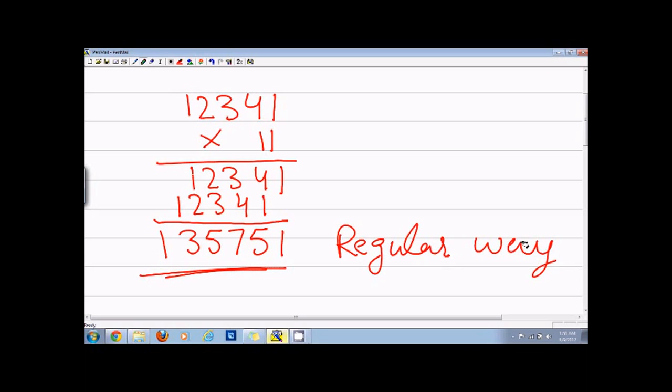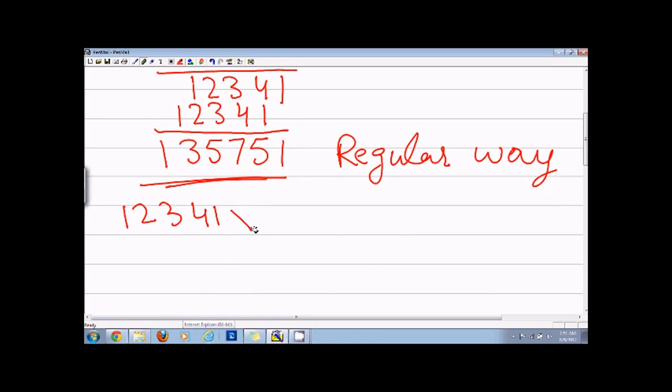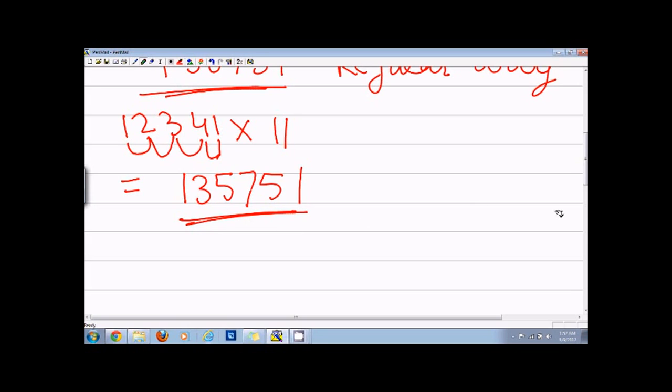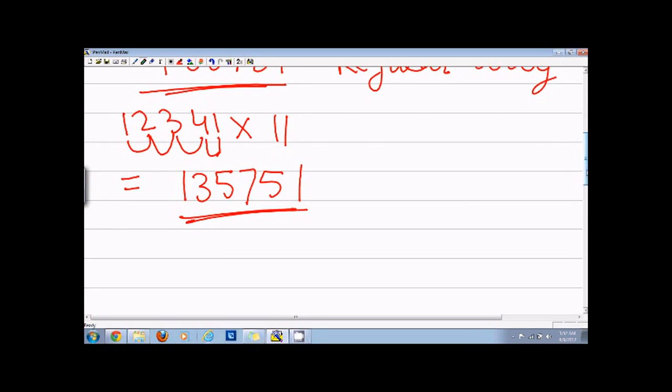Now we can skip all this writing and just approach this problem in a different way. Suppose we have 12341 and we want to multiply it by 11. What I'll do is write 1 here and then add 1 and 2, that is equal to 3, and then add 2 and 3, that is equal to 5, and then add 3 and 4, that is equal to 7, and then add 4 and 1, which is equal to 5, and then write 1 in the end. So the answer is 135751.